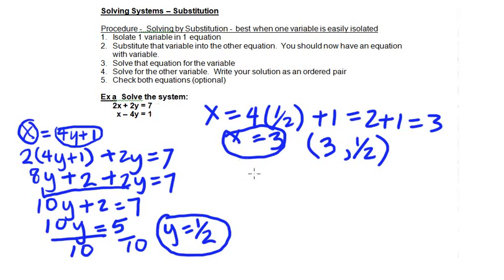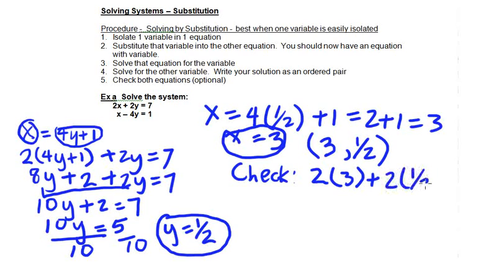So we're doing our checking here. For the first equation, we've got 2 times x, which is 3, plus 2 times y, which is a half. Is that equal to 7? We're not sure about that, so I'm going to put a question mark there. But when we simplify, 2 times 3 gives us 6, plus 2 times a half is 1, and that is equal to 7. So we know that this gives a true equation for the first equation.